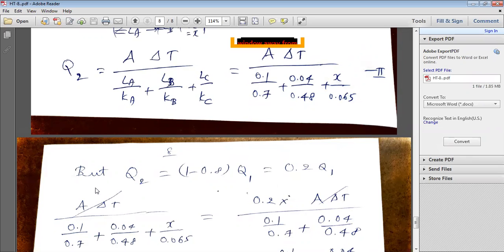This relation is very, very important. All of you analyze and listen very carefully. These types of problems will be coming in the final exams.